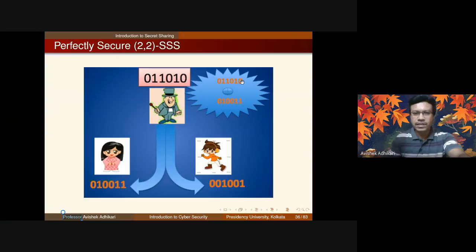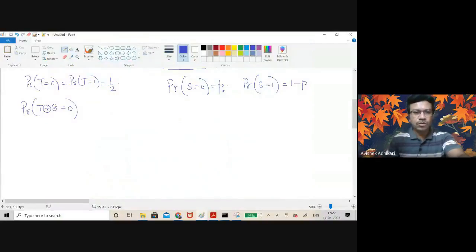Now I want to find the probability of the coin toss t XOR the secret s to be 0. That means if I make a bitwise XOR of these two, and I want to find the first bit of this, what is the probability that this should be 0? Now the question is when that will be 0. In XOR, when both of them are the same, that means t to be 0 and s to be 0, or t to be 1 and s to be 1. That means probability that t is 0 multiplied by probability that s is 0, plus probability that t is 1 multiplied by probability that s is 1.